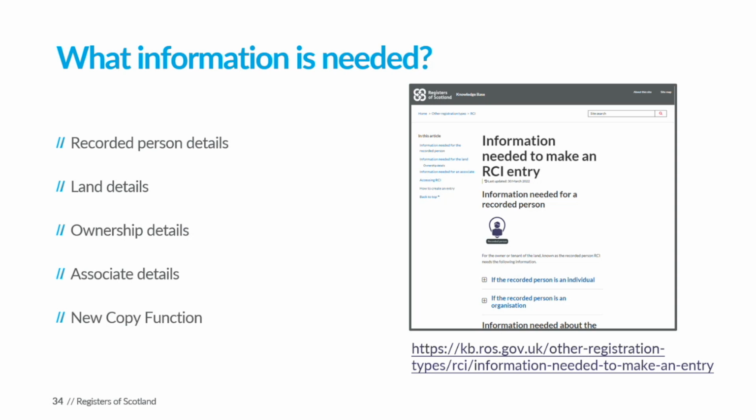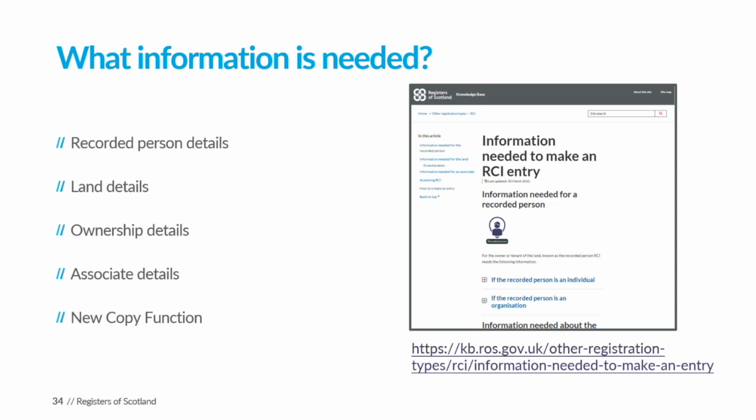Then we'll move on to the land, whether it's on the land register or one of the other registers. Then ownership, which is the capacity in which the recorded person owns or tenants the land. And finally, the associate details, including, if they are an individual, full name, date of birth, although please note the date of birth will not be published or publicly available. It's purely just for internal identification purposes. Their contact address, which can be the registered office. The name of the body is optional for associates.